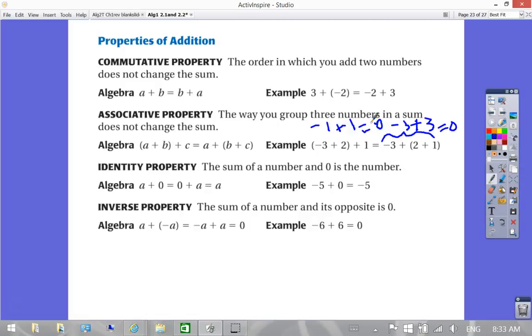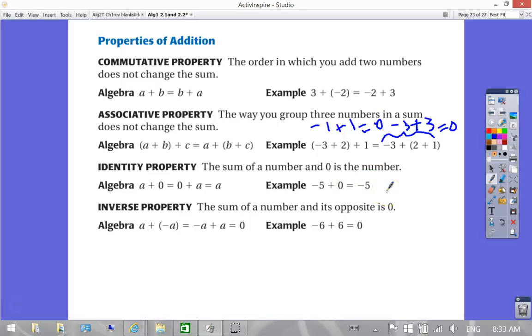The identity property for addition is if you add 0 to a number, it doesn't change the number. You get the identical number back again. In fact, you call 0 the identity element for addition. 0 is the identity element for addition. So negative 5 plus 0 equals negative 5.